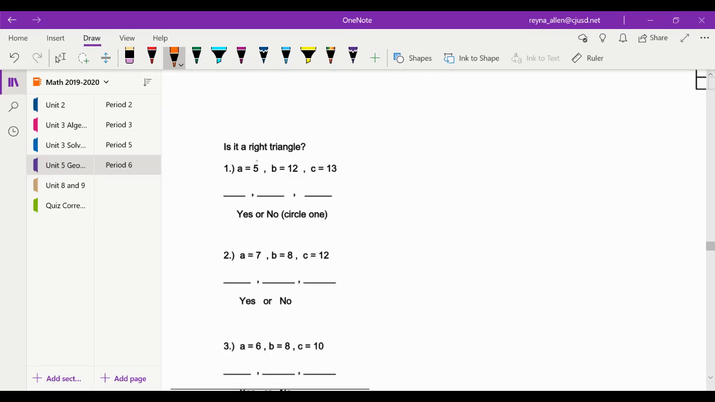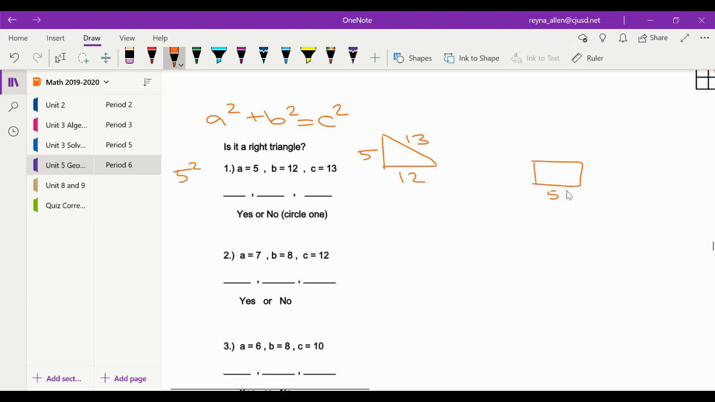So this one, it's asking, is this a right triangle? It tells us I have a triangle with side length 5, 12, 13. Remember, the biggest number or the longest one is always your hypotenuse. So we're going to use a squared plus b squared equals c squared. Okay, so we're going to do a squared. That means 5 squared. So that means we are physically making a square that has a side length of 5 by 5. So 5 squared, 5 times 5 would be 25.